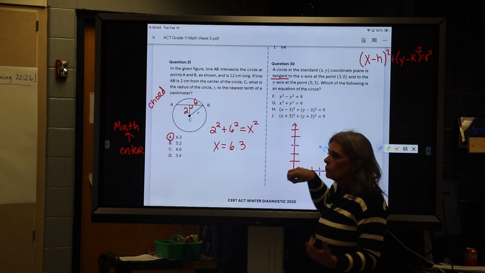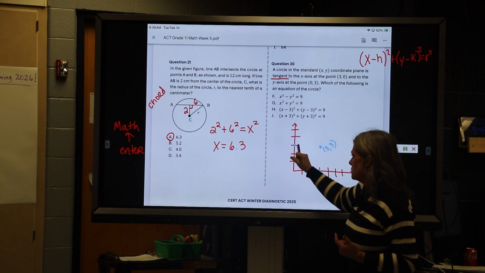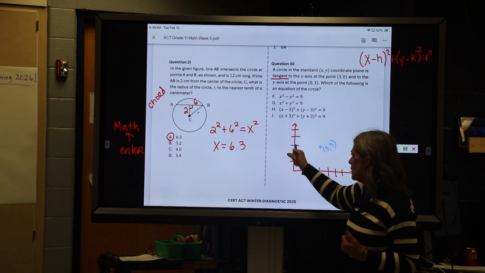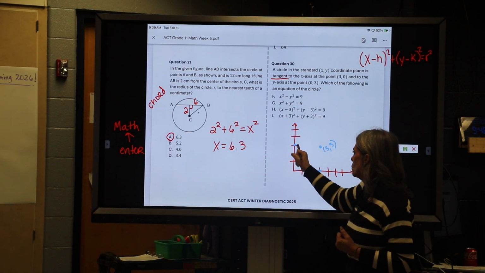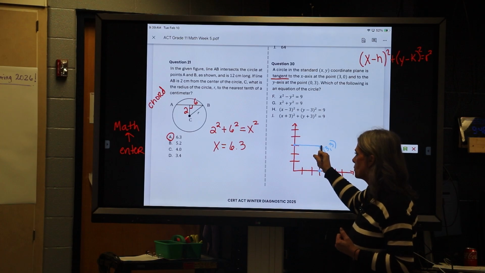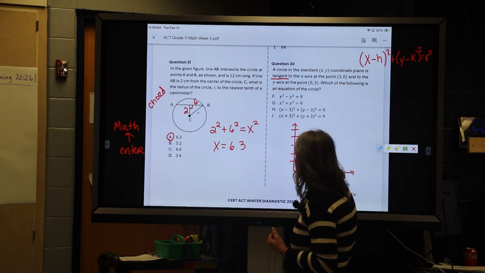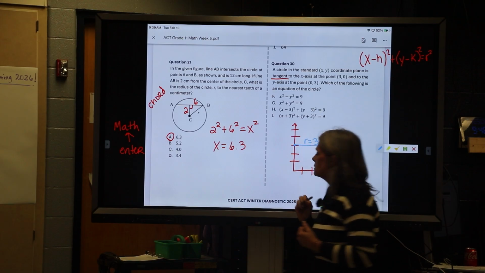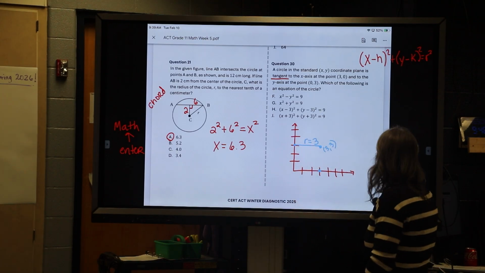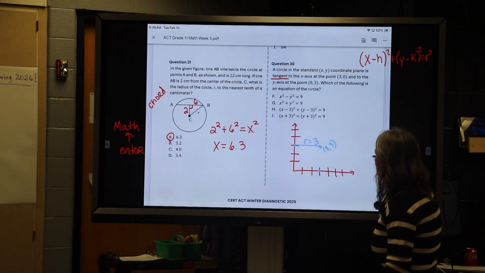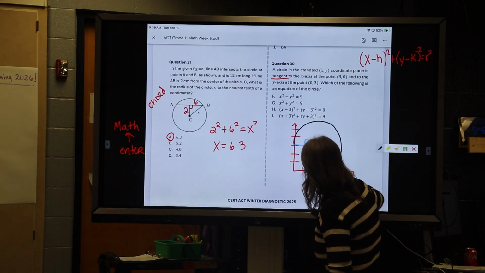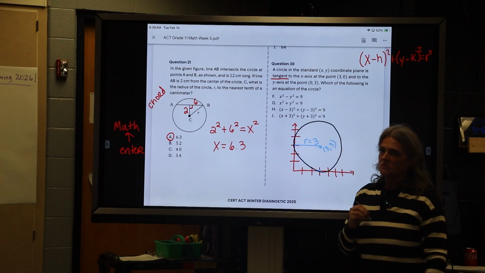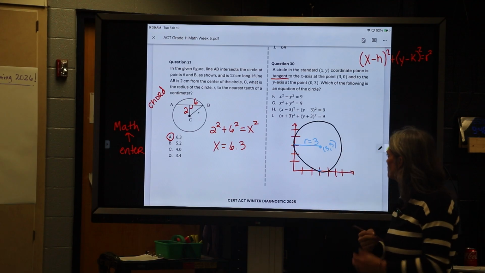Then I'm going to find my radius. So my radius is just how many units I went from one axis to the center, okay? So it would be 1, 2, 3. So my radius is going to be 3. I'm going to draw just the outside of the circle, just so you can see it. Not bad for a free-handed circle.